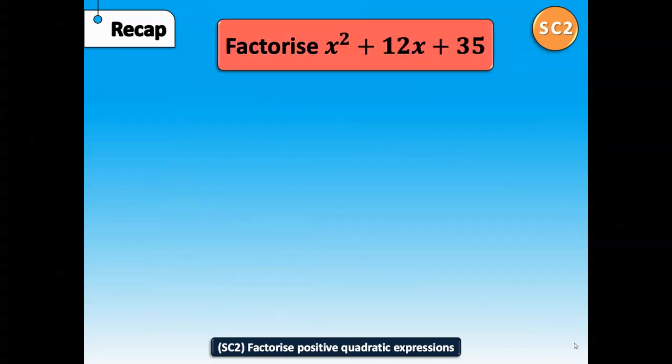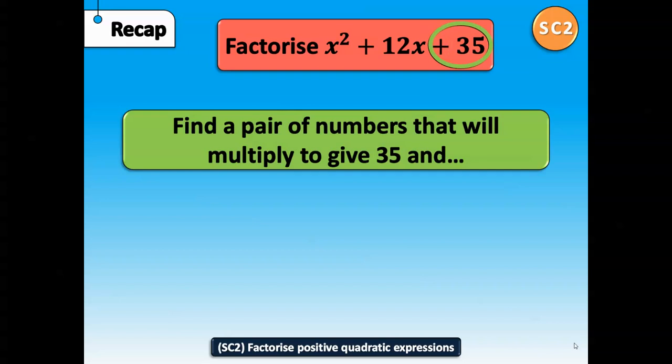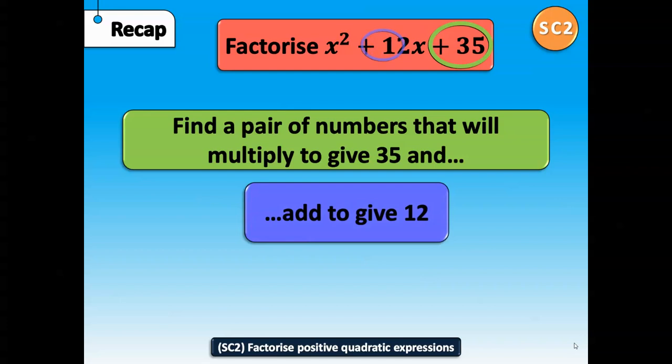So to recap, we want a pair of numbers that will times together to make 35 and add together to make 12. So for this question, it must be x plus 5 and x plus 7. They times together to make 35 and add together to make 12.